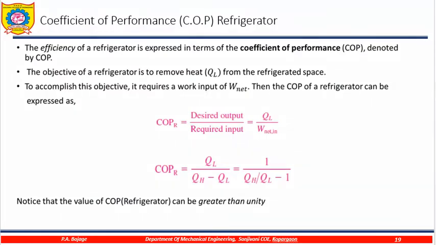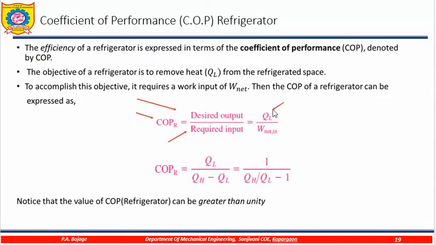Now let us discuss a parameter to judge the performance of a refrigerator, what we call the coefficient of performance. In simple terms, coefficient of performance is nothing but the desired output upon the required input. That is called the coefficient of performance. It is the ratio.